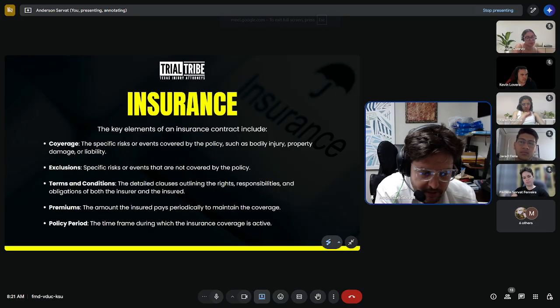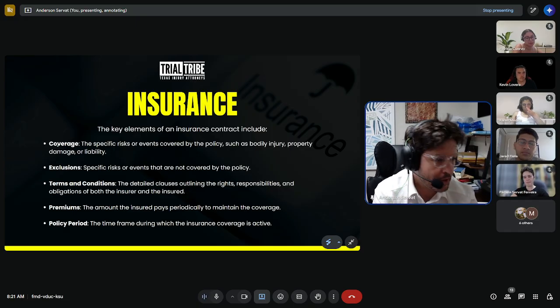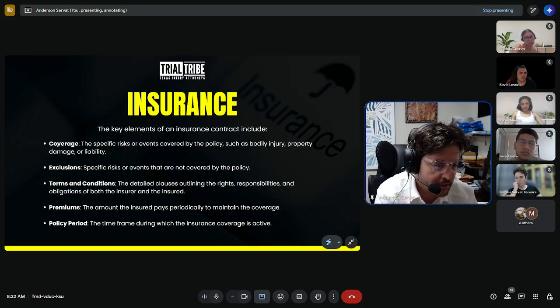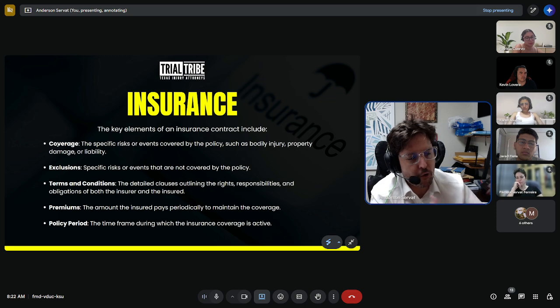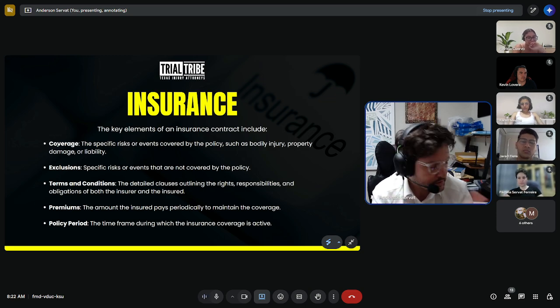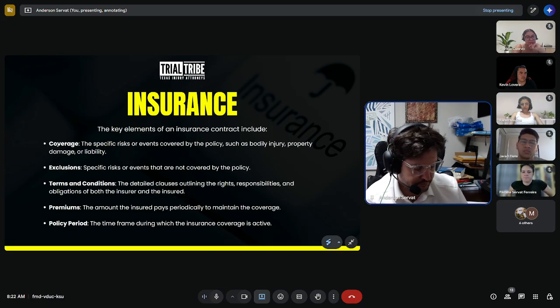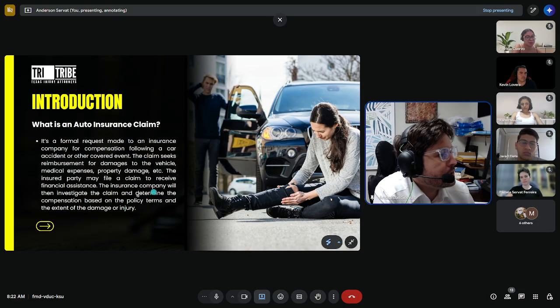Coverage, that's what we need to know: if there's coverage or not. Sometimes we have a first party policy, there's no UM, and we don't know if there's coverage or not because we don't have the declaration page with us. Exclusions, same thing: if the driver is not on the policy, or if it's only for Texas drivers, not Oklahoma. The terms, the premiums and the policy period are like what we said in the first slide, so there's no new information here.